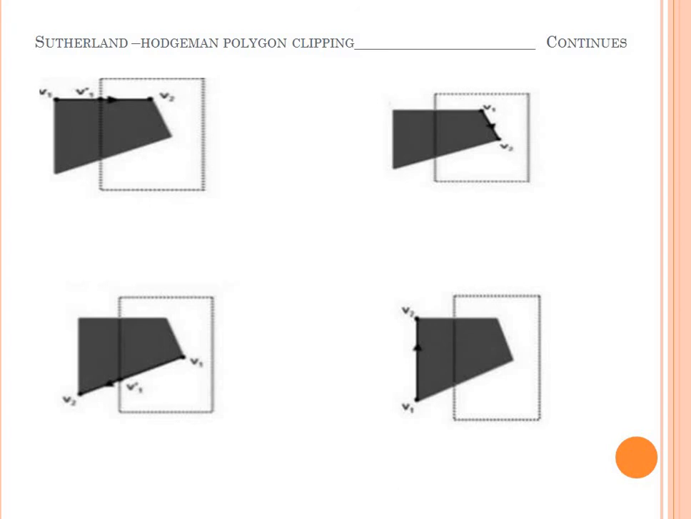By using these four cases, the Sutherland-Hodgman polygon clipping algorithm is performed.